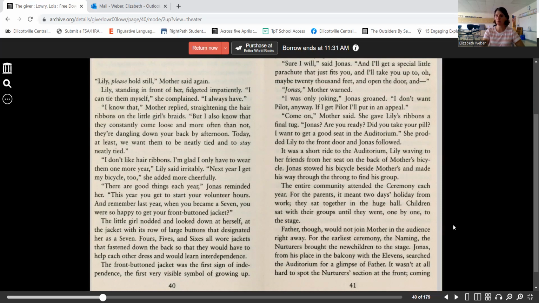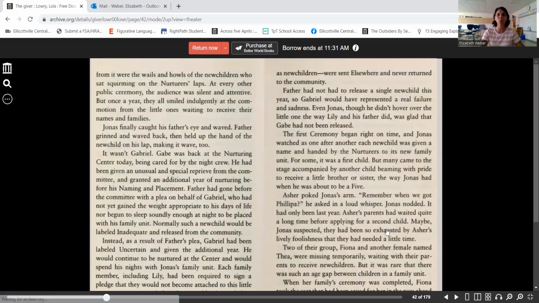Father, though, would not join Mother in the audience right away. For the earliest ceremony, the naming, the nurturers brought the new children to the stage. Jonas, from his place in the balcony with the 11, searched the auditorium for a glimpse of Father. It wasn't at all hard to spot the nurturer section at the front. Coming from it were the wails and howls of the new children who sat squirming on the nurturer's laps.